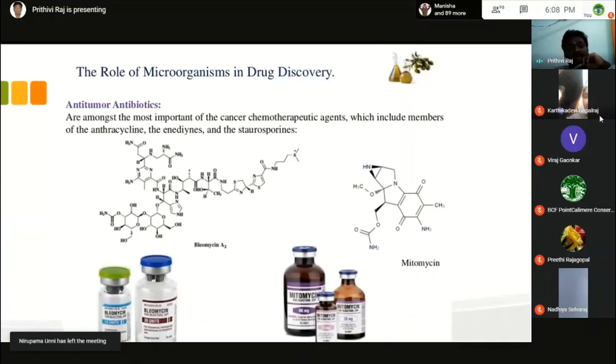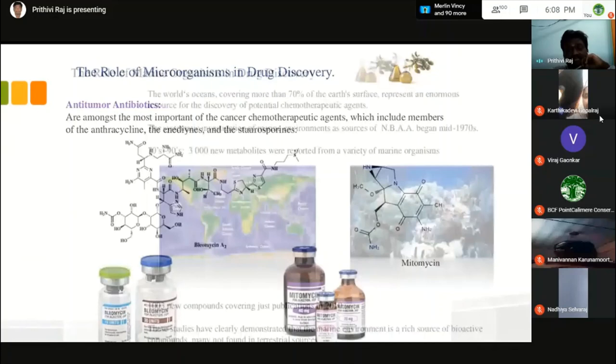I am saying once again that for all drug discovery, bringing a drug to the market, for example as a bottle, will take nearly 10 years. Then coming to the microorganisms in drug discovery.